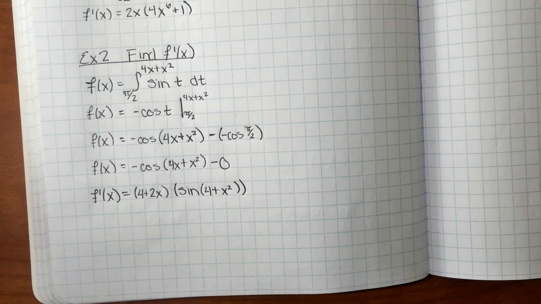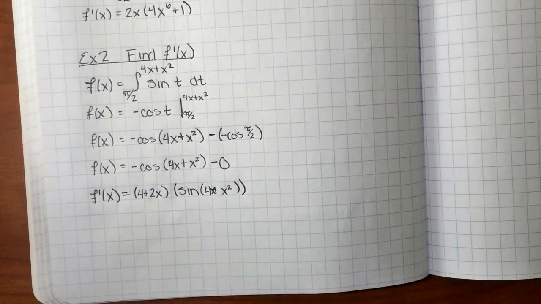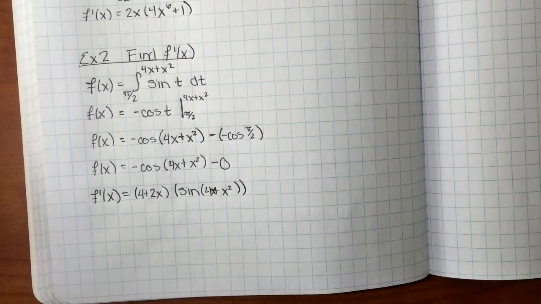You guys ready for the shortcut? So we'll just leave it like that. We don't have to worry. Oh, 4x. Yes, 4x plus x squared. Good call. So we leave it like that. We don't have to simplify it at all. It's factored. Everything's fine, right? Okay. So let's do the shortcut.